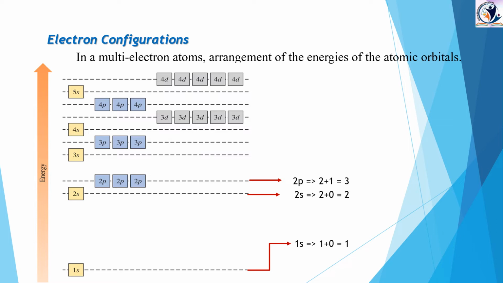Okay, now let's see 3s. 3s in the sense 3 plus 0, it is 3. You observe one thing, children. 2p has the value 3 and 3s also has the value 3. Then how will one be the greater energy? Whenever we add them, that means we add the energy of the atomic orbitals, and we are getting the same number. In that particular case, by looking at the principal quantum number, we can decide the highest energy.